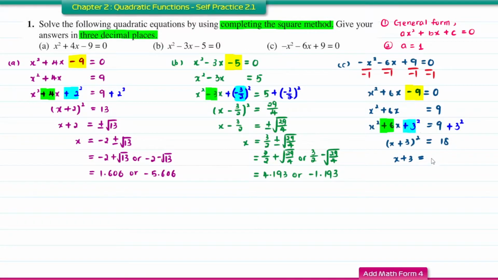Next, move the square to the other side. It will be plus minus square root of 18. So x is equal to negative 3 plus minus square root of 18. So you have two answers of x. One is negative 3 plus square root of 18, or the other one is negative 3 minus square root of 18. Solve this using your calculator. The answer is 1.243, or the other one is negative 7.243.